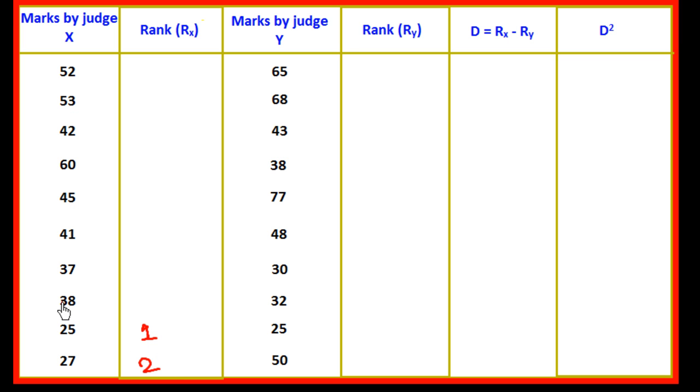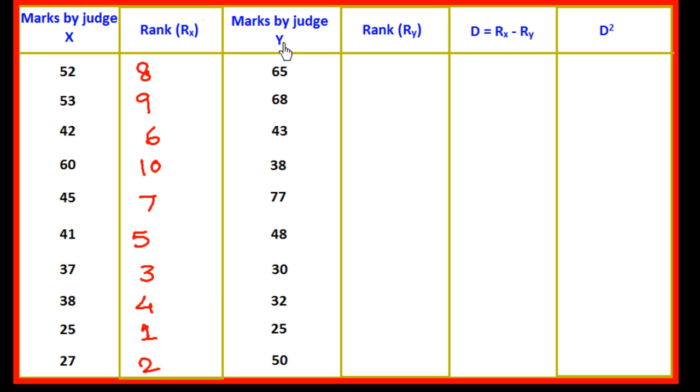With 3 in the tens digit we have 2 numbers only, 37 and 38. So we give the third rank to this one, and this is the fourth rank. In this way, this one is our 5th rank, 6th rank, 7th rank, then 8th rank, 9th rank and 10th rank. In this way we have to give the ranks to the observations.